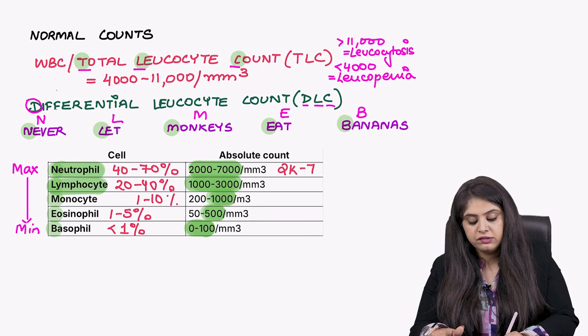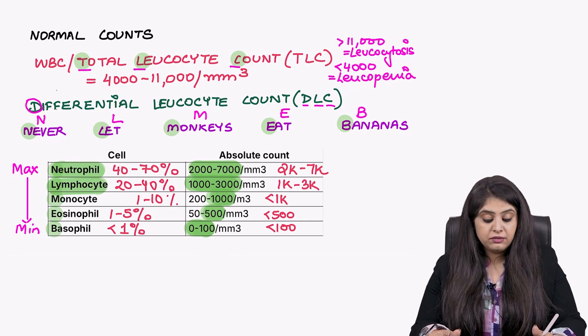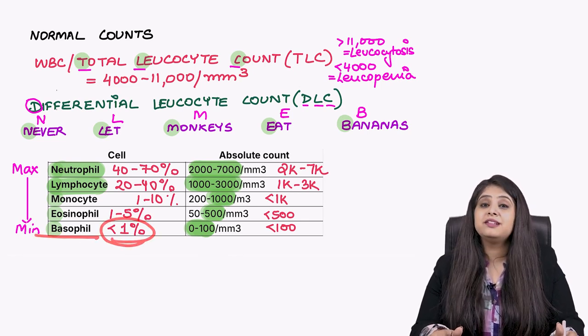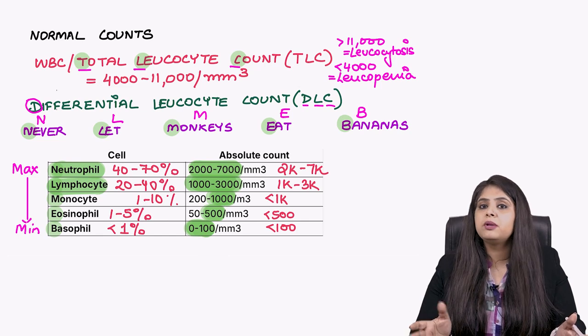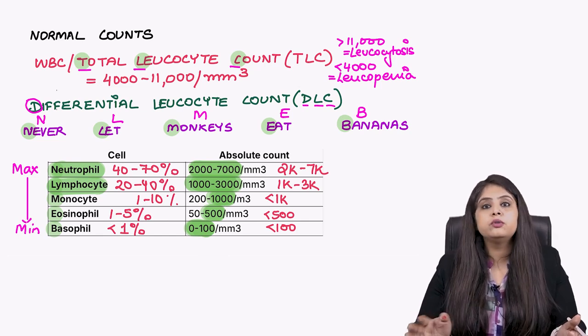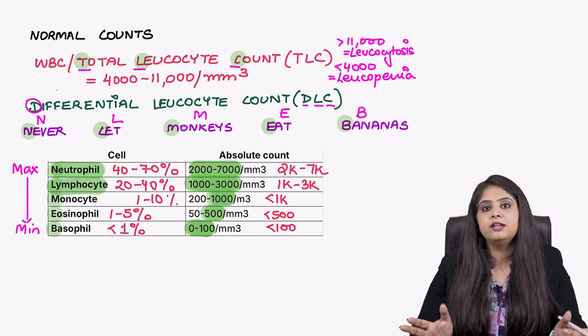Neutrophils are what? 2K to 7K. Lymphocytes are 1K to 3K. Monocytes are less than 1K. Eosinophils less than 500 and basophil less than 100. In percentages, I said basophil is less than 1% because so many times in your blood you don't even see any basophil. 0 could be the basophil count, and that is also perfectly normal.